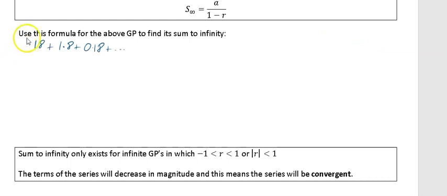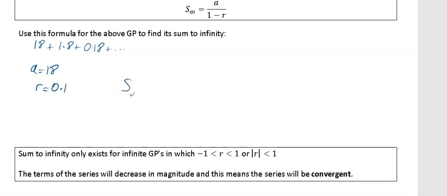The next part says, use this formula for the above GP to find its sum to infinity. So this is what we talked about. We know the answer is 20, or we assume the answer is 20. We're going to now prove that using the sum to infinity formula. I've just written down what that GP was: 18 plus 1.8 plus 0.18. So again, we'll write down here your A is clearly the first term, equal to 18. Your R is equal to 0.1.